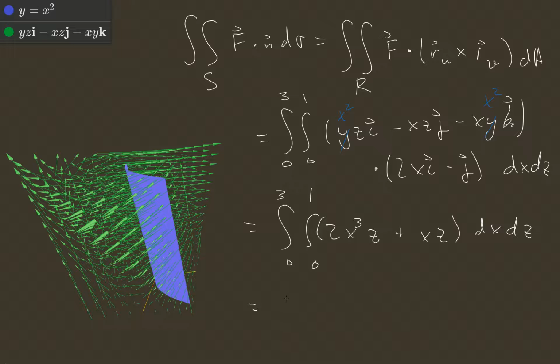this is the integral 0 to 3 of, so the integral of x cubed will be x to the 4 over 4, so 2 times that will integrate to 1/2, and x will also integrate to 1/2 from 0 to 1. So this is just the integral from 0 to 3 of z dz, which is 9 over 2.